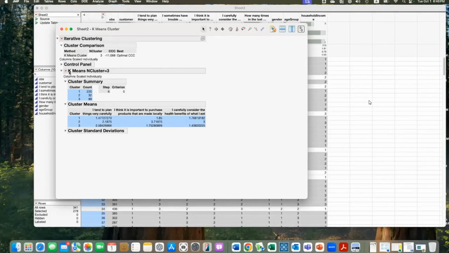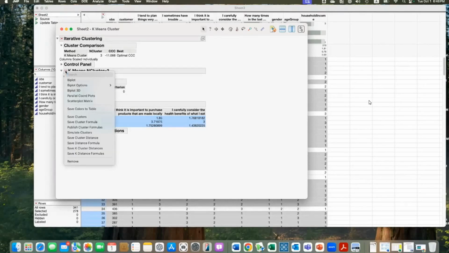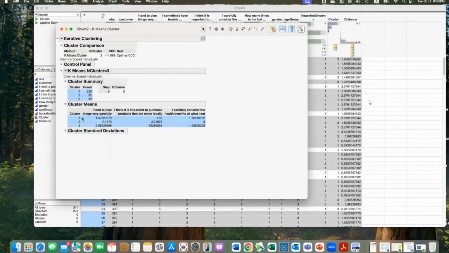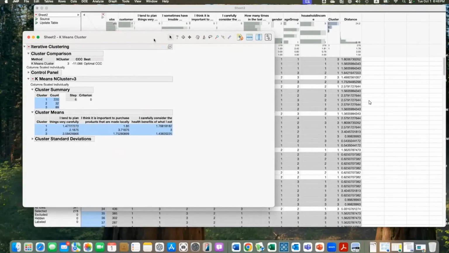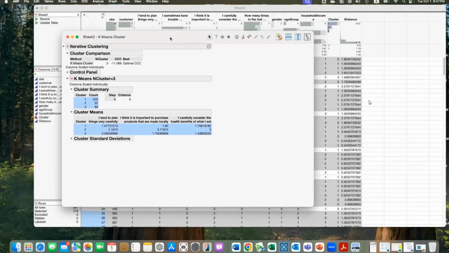You see here, the k-means n clusters equals 3, and there is a menu button. Click this menu button, and one thing you can do is save clusters, right? That will create a new column in your data table showing which data points belong to which cluster. So let's click this one. Now you can see on our data table I have cluster 1, 2, 3, which we will use later when we summarize the data, as I said before.